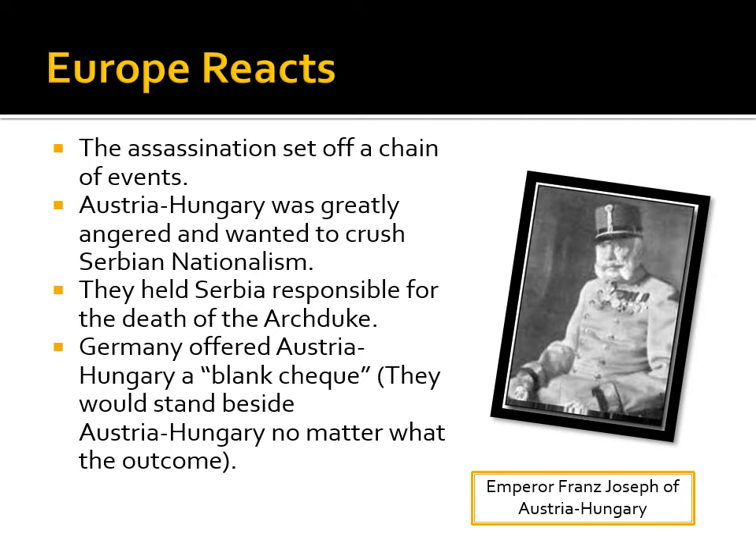Europe reacts. The assassination set off a chain of events. Austria-Hungary was greatly angered and wanted to crush Serbian nationalism. They held Serbia responsible for the death of their Archduke. Germany offered Austria-Hungary a blank check, meaning they would back up Austria-Hungary no matter what. In the meantime, Russia mobilized in support of Serbia.